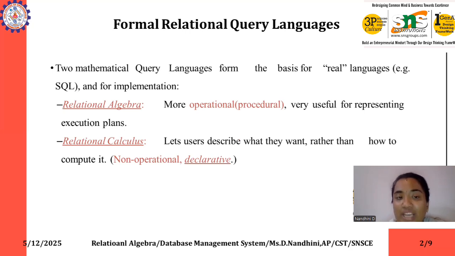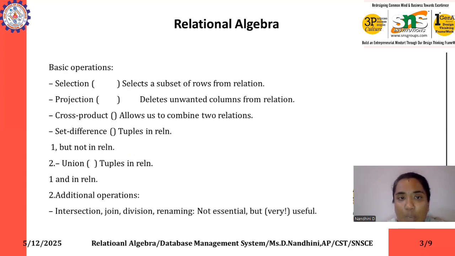It consists of relational algebra and another one, relational calculus. Relational algebra is more operational, and very useful for representing execution plans. Relational calculus lets users describe what they want rather than how to compute it. These are the two examples of formal relational query languages.